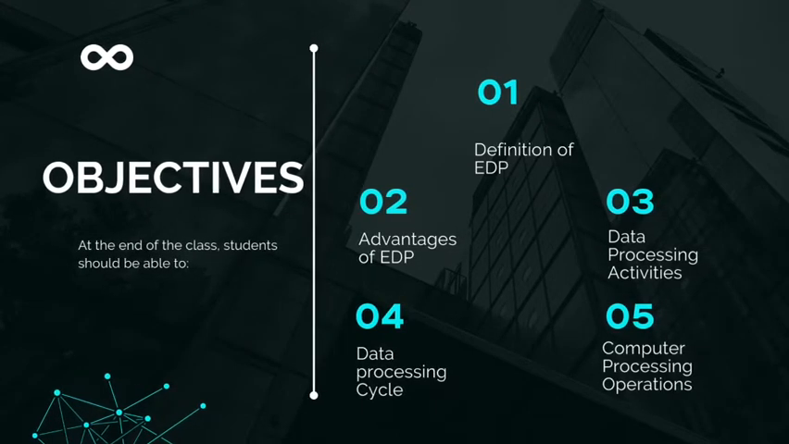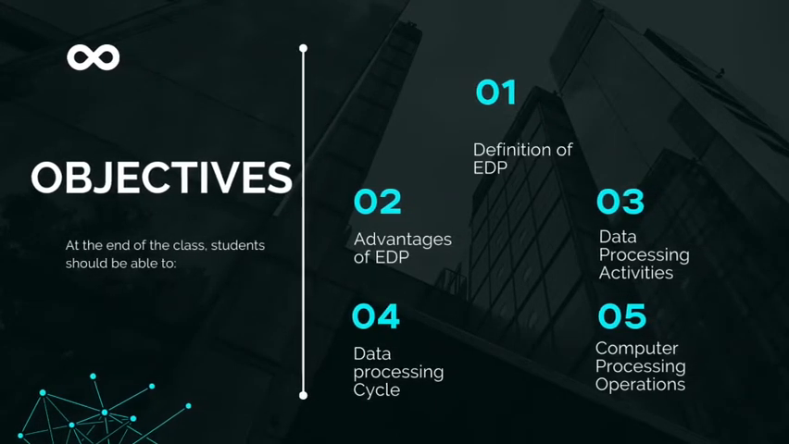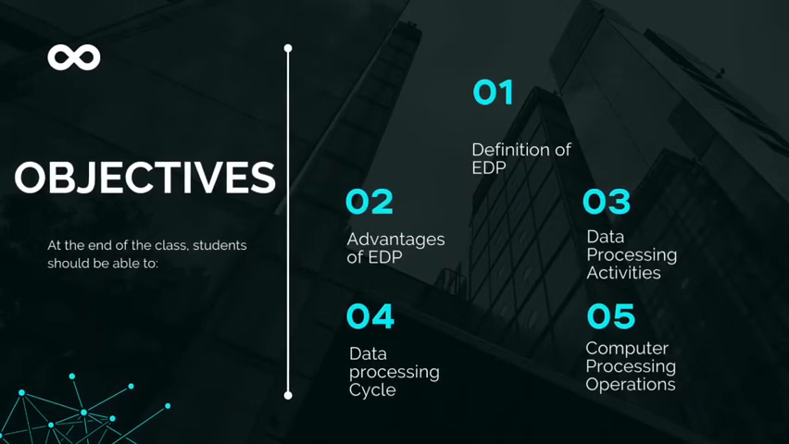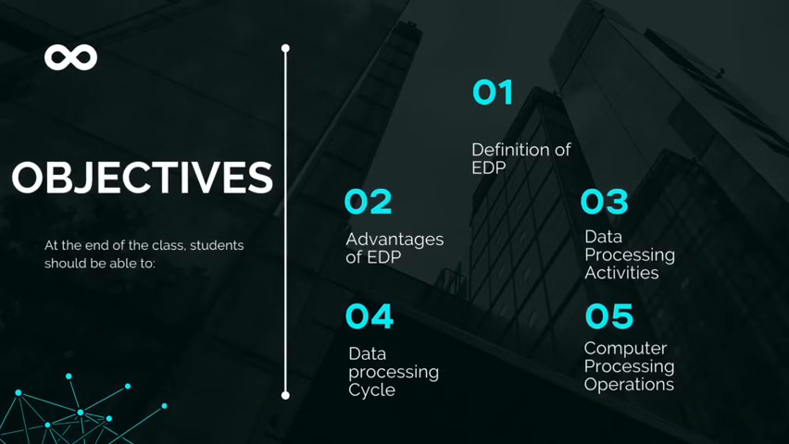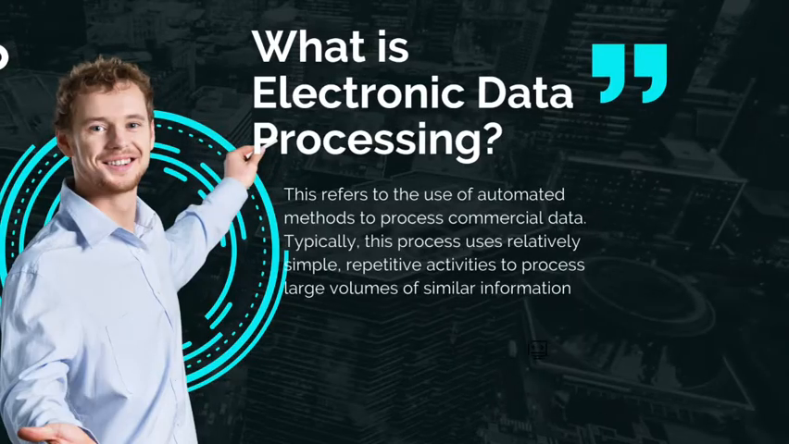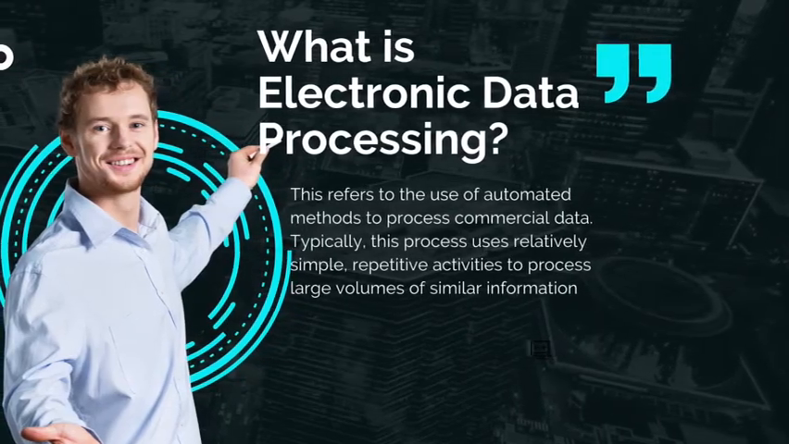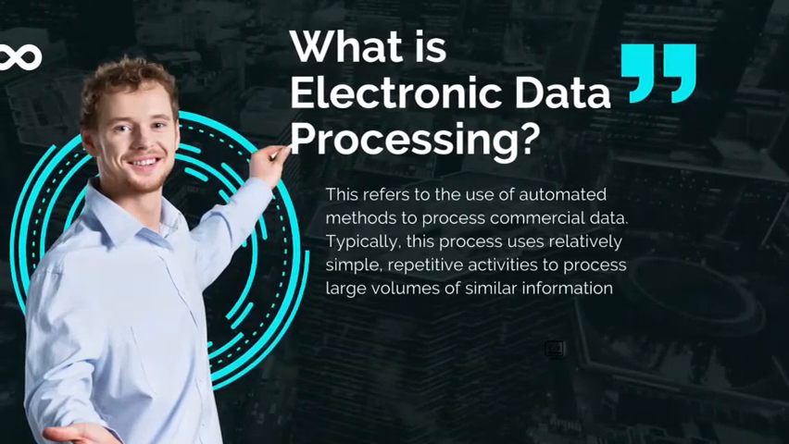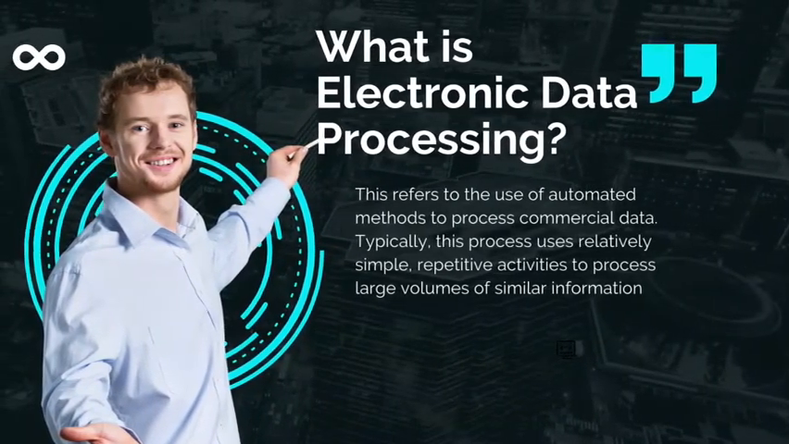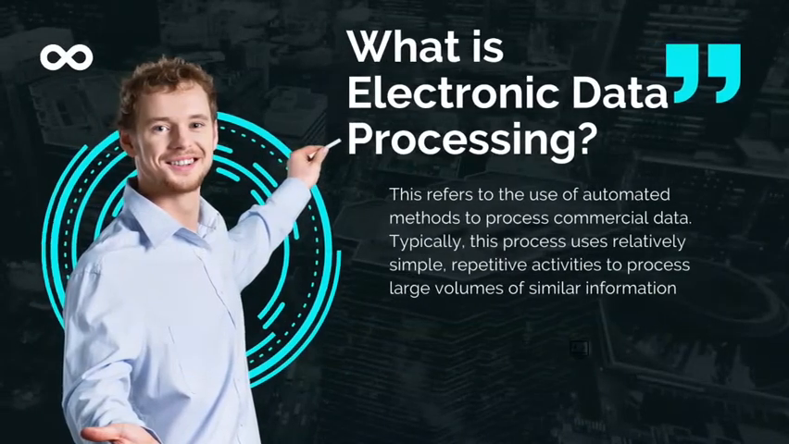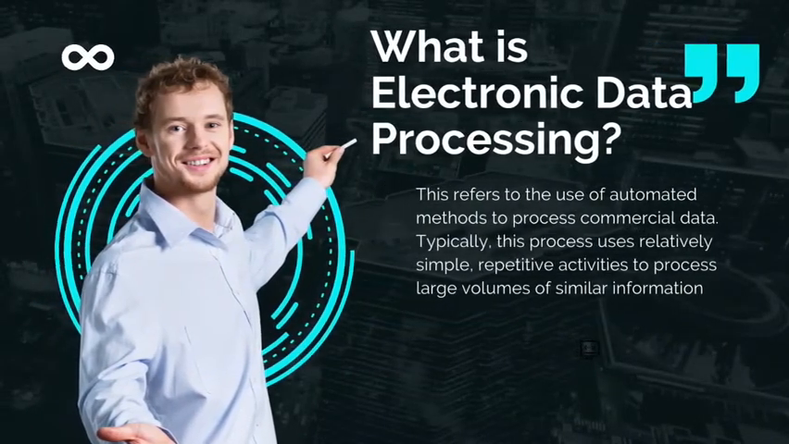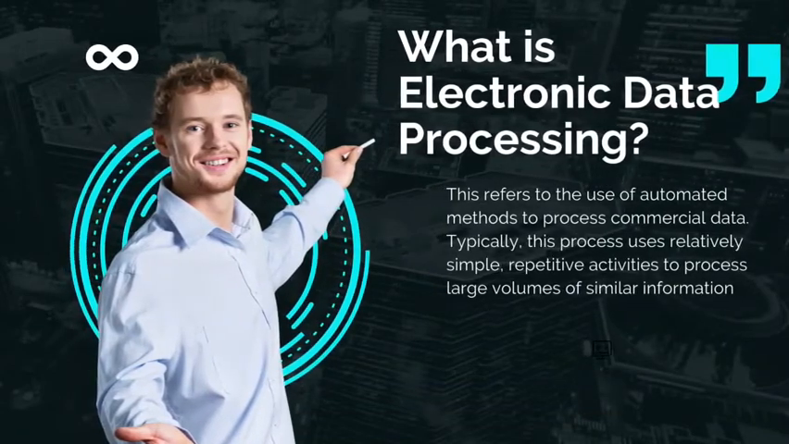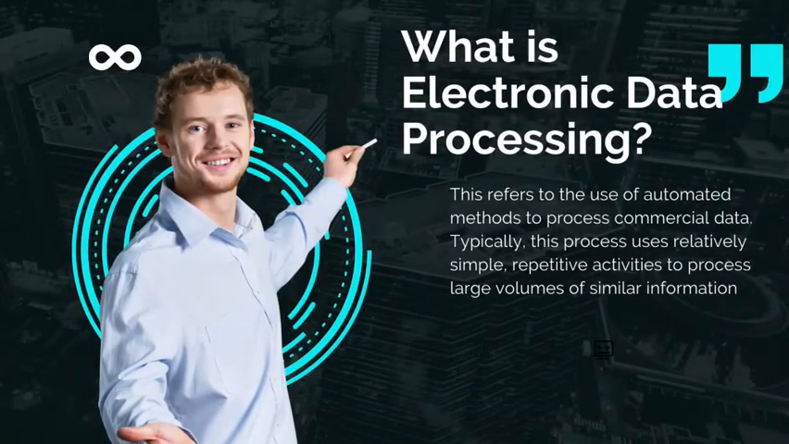Under electronic data processing, we're going to know that in as much as data can easily be processed from one state to another, there is a faster and more efficient way of data processing, and that is electronic data processing. What then is electronic data processing? It refers to the use of automated methods to process commercial data. Typically, this process uses relatively small repetitive activities to process large volumes of similar information.